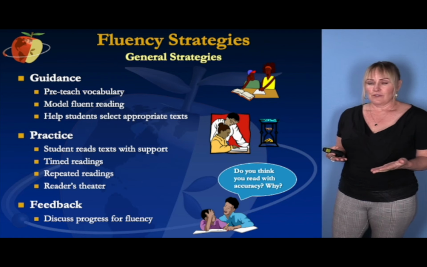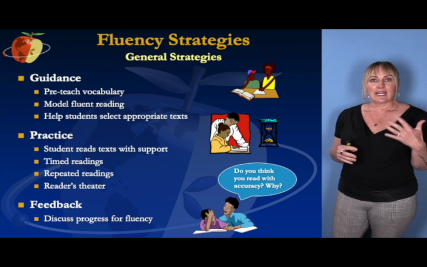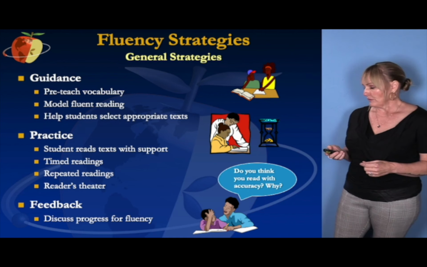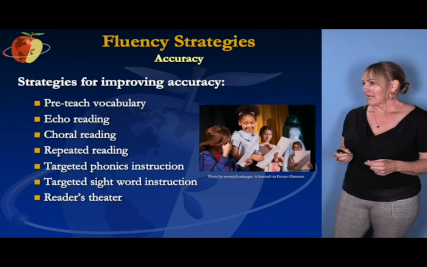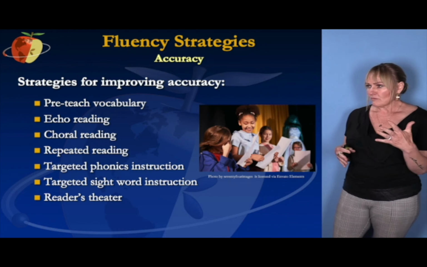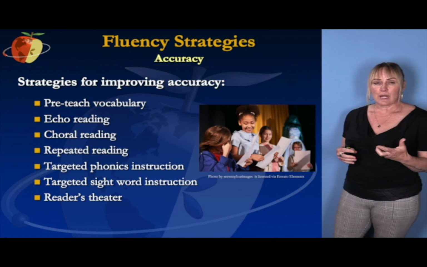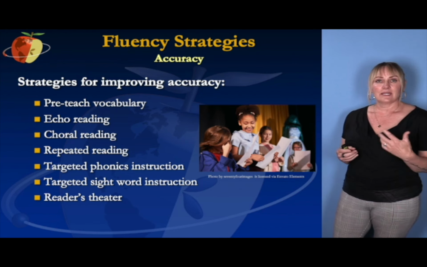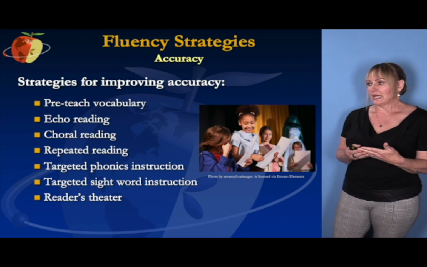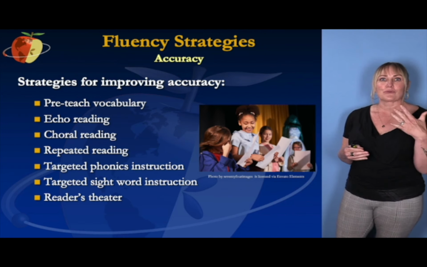And then we want to offer feedback, discussing progress for their fluency with them openly, hearing from them what they think, and giving them direct feedback on how to improve. If students are really struggling with accuracy, we want to make sure we're supporting them by pre-teaching vocabulary before they're practicing that fluency piece. They can practice the accurate pronunciation of the words through echo reading and choral reading, and then saying them over and over again through those repeated readings.